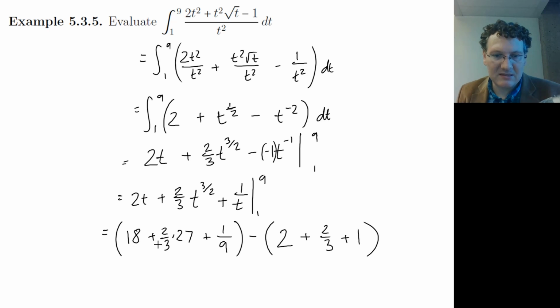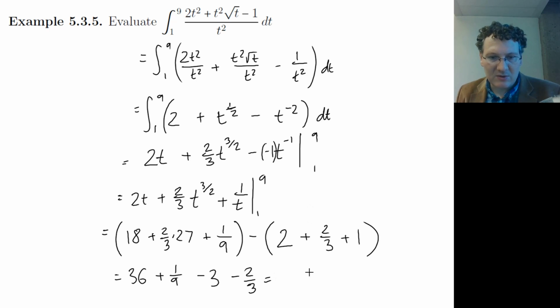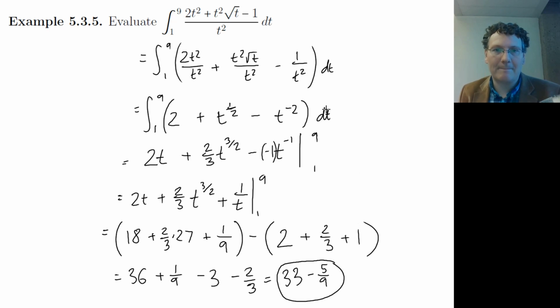So here, this 2/3 of 27, that's 2 times 9, that's another 18. So we're going to have 36 plus a 9th. And then this is minus all this. This is minus 3 minus 2/3, which, okay, so 36 minus 3 is going to be 33. And 1/9 minus 2/3. 2/3 is 6/9. So 1 minus 6, that's minus 5/9. That's good enough. I'll leave it like that.